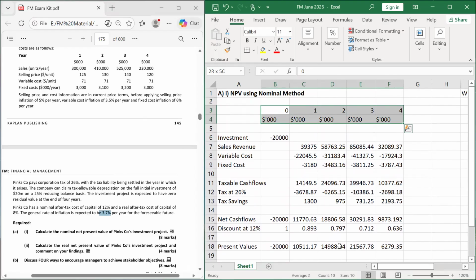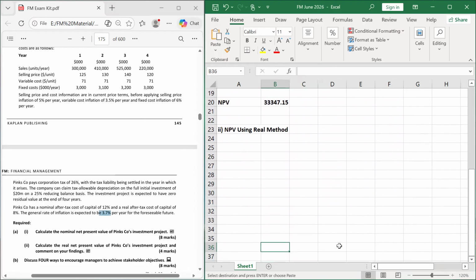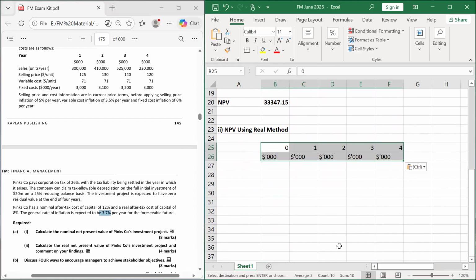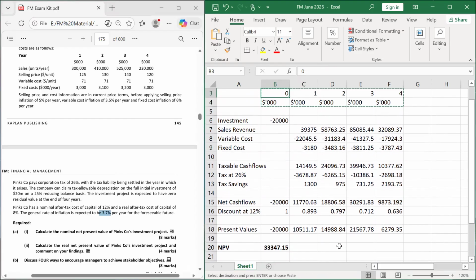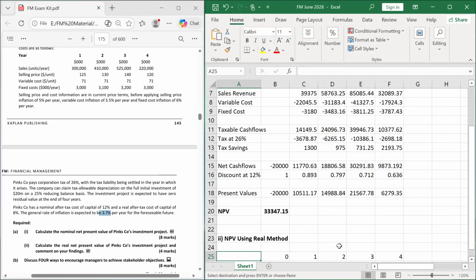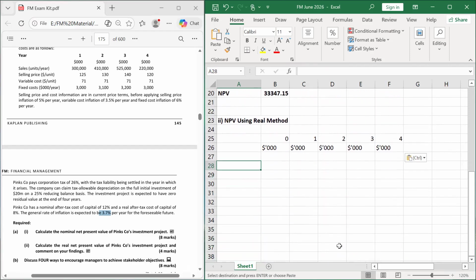So again, I will just copy paste this, Control C and Control V. And here I need these figures again, but I will copy paste that, but let me first explain to you. So here you want real cash flows, real taxable cash flows. Okay, I will write real taxable cash flows because you have to charge a tax. So real taxable cash flows.